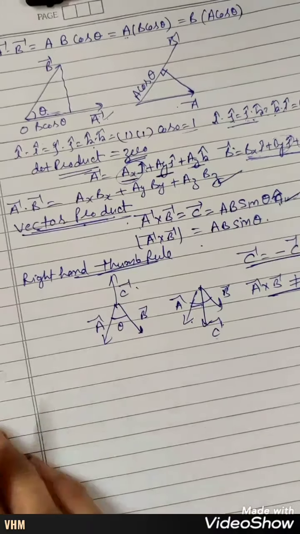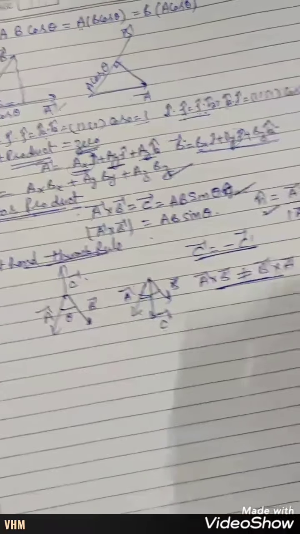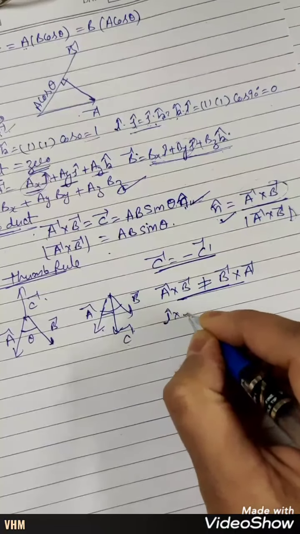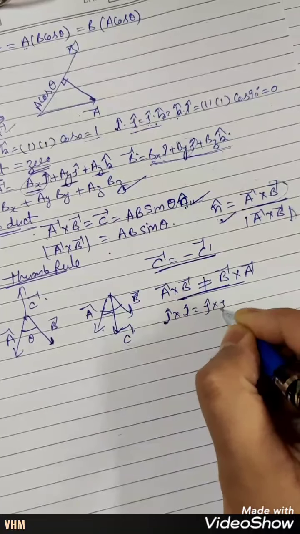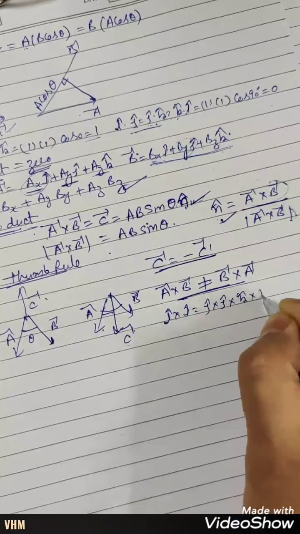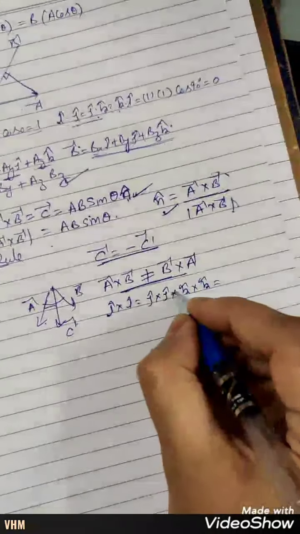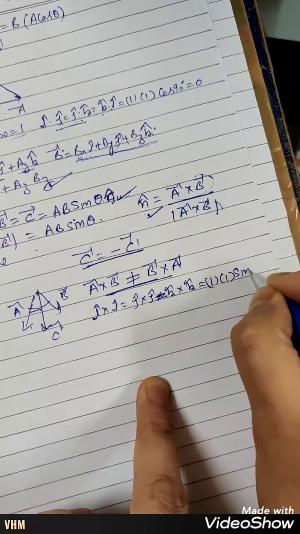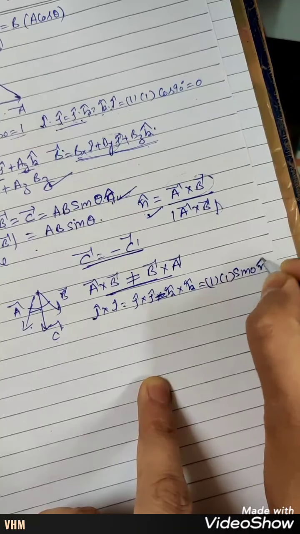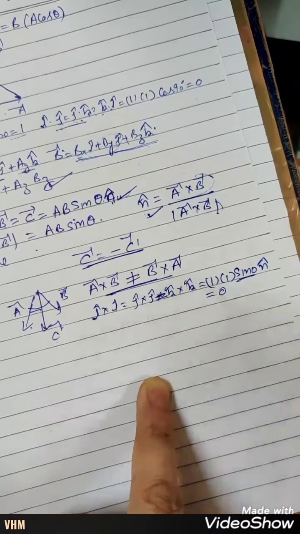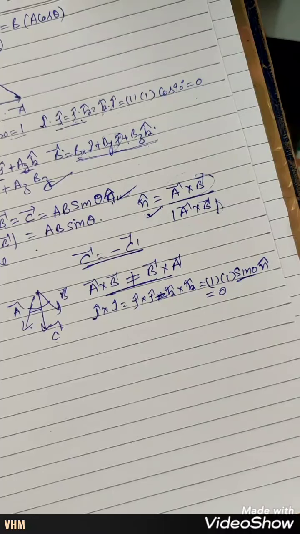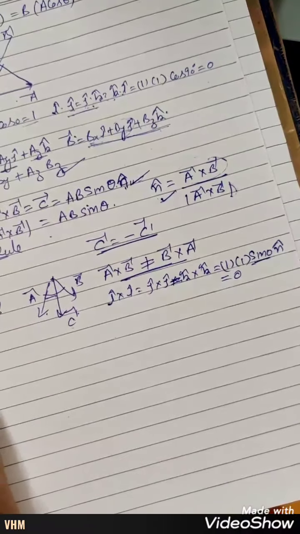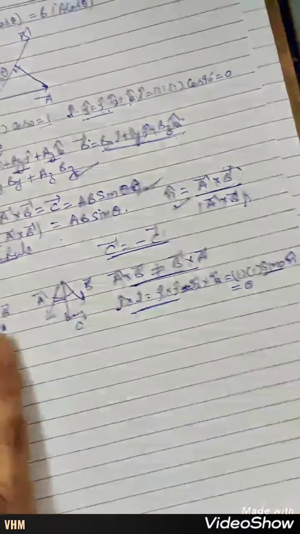Now, for the unit vectors, the two parallel vectors, i cross i, j cross j, k cross k. How do we write these two parallel vectors? Magnitude 1, 1, parallel, so sine of angle 0, and n cap. Sine 0 is 0, so 0. So what is the condition? The two vectors are said to be parallel if their cross product is 0.